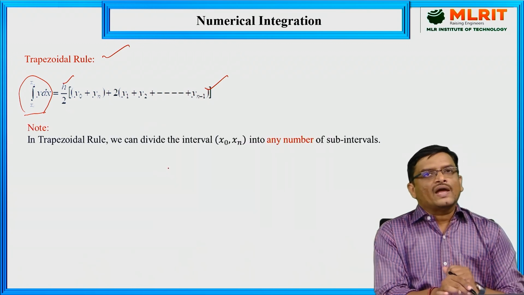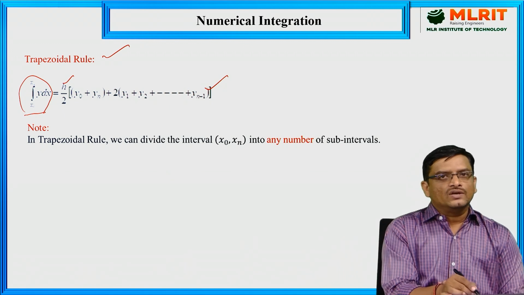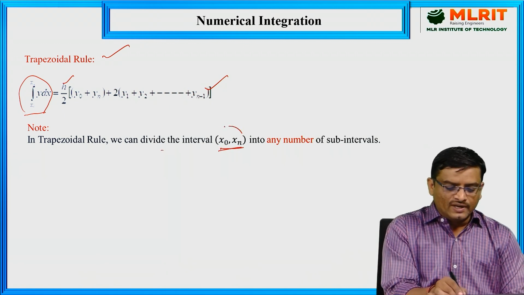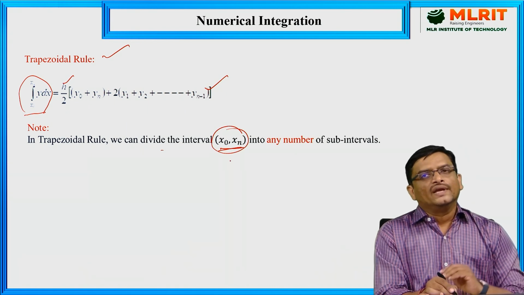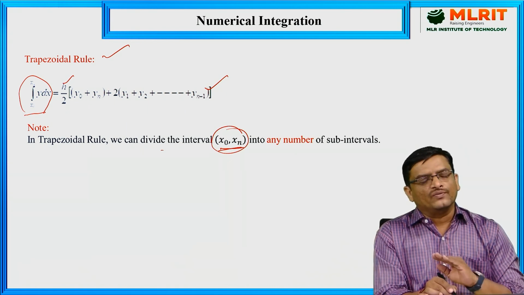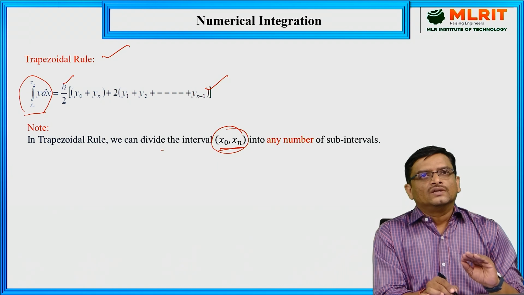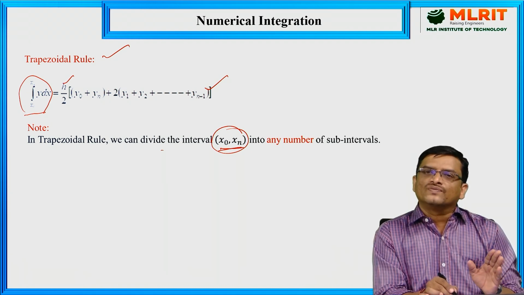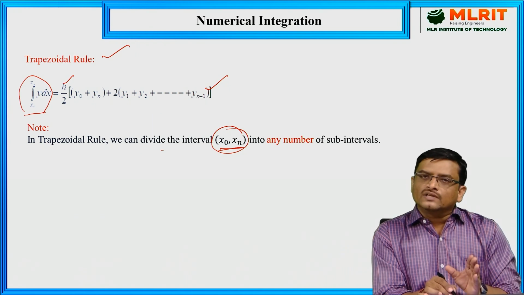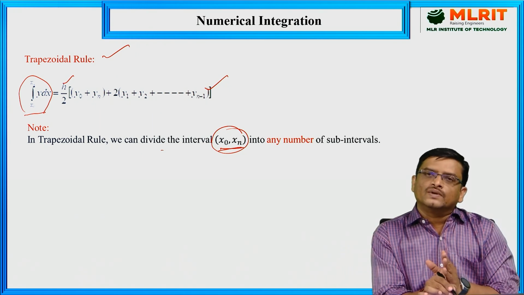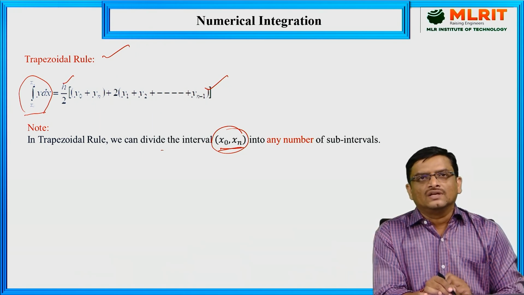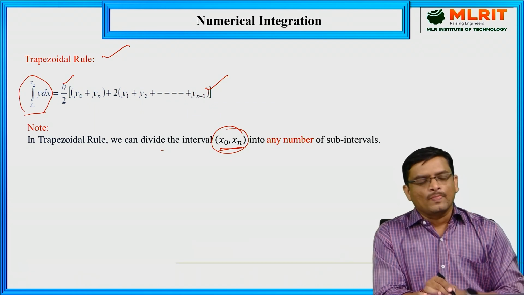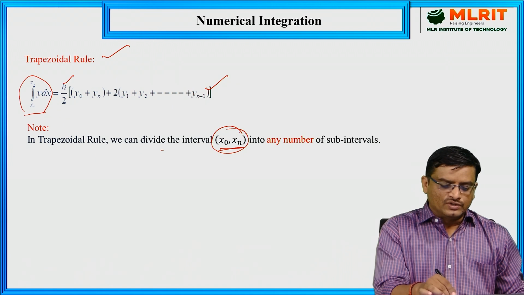Here we have some conditions. In the trapezoidal rule, we can divide the interval x0 to xn into any number of subintervals. We don't have a particular condition like only even subintervals or only odd subintervals. We can divide into any number of subintervals. This is the important point we have to remember.